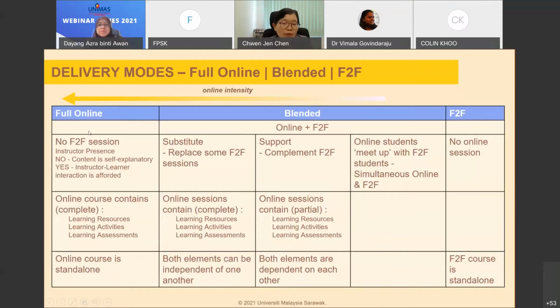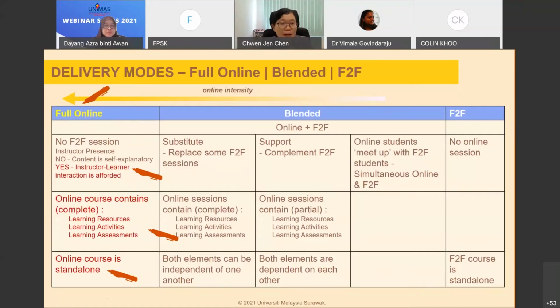When we talk about full online, we have no face-to-face session. We don't see our students. But there are two conditions here. One is the instructor presence, whether the instructor can be present during that online learning. The first one is no. The second one is yes. And in our case, we are in the second situation, where we can have instructor presence. We still can have interaction with our students.